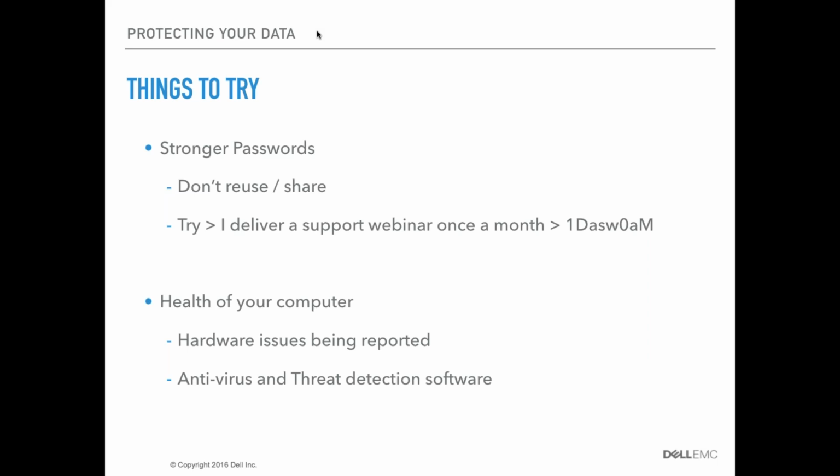In terms of the hardware issues, just be conscious of the health of your computer. If there's hardware issues being reported, make note of them and check on them. Antivirus software and threat detection software can also be very good. Check the health of the machine, make sure there's not any viruses on the machine, and if there are viruses, that they are put into quarantine. Threat detection software can be useful as well to monitor any potential threats that are coming in against the network. So there are a number of different ways you can protect the health of your computer.